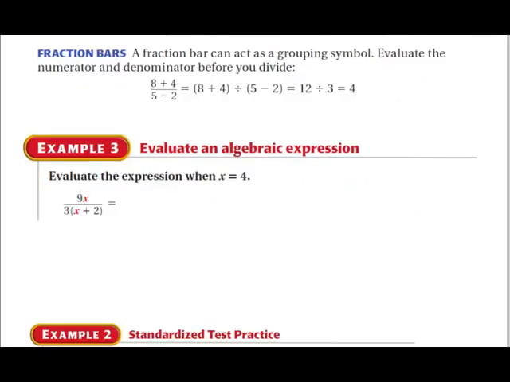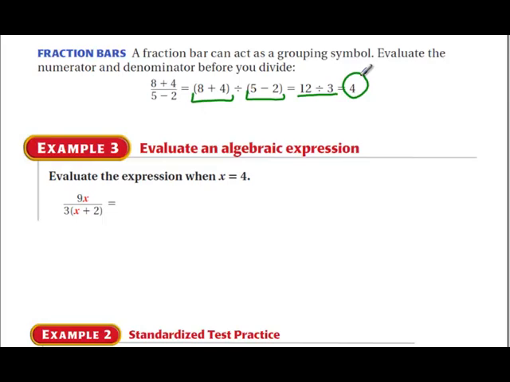In the second page, we have another type of grouping symbol we call the fraction bars. Basically, fraction bars show us a division. But if you have an operation on the numerator and denominator, they have to be performed first, then we have to apply the division. As you see in this example, 8 and 4 are added first, then we subtract 2 from 5, then we found these answers, then we perform the division last.